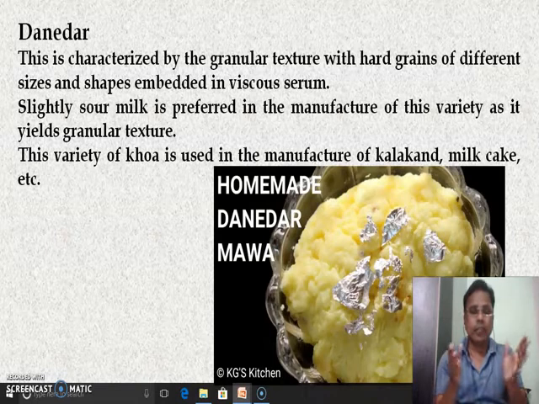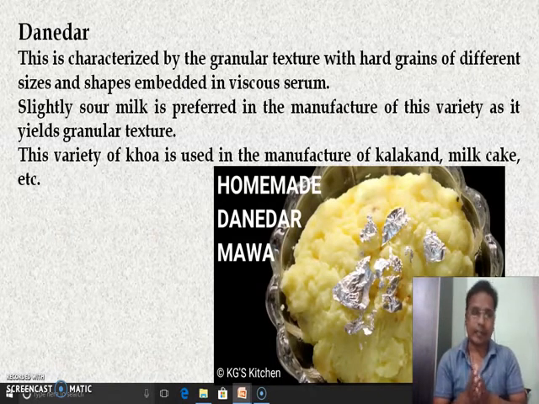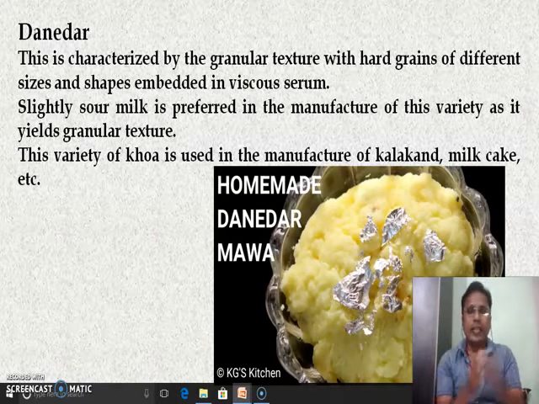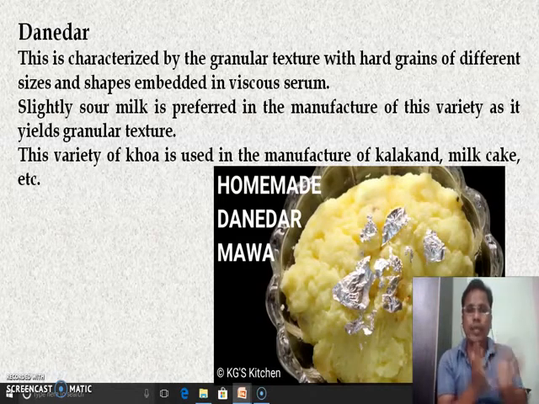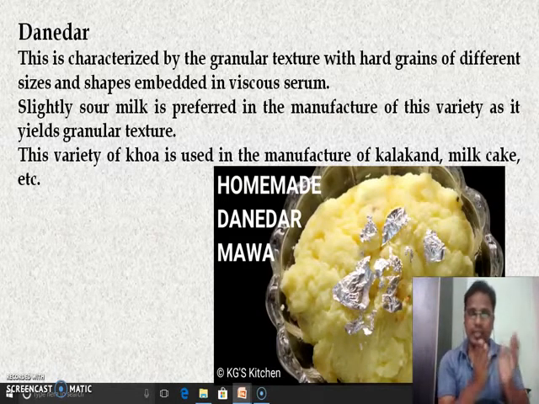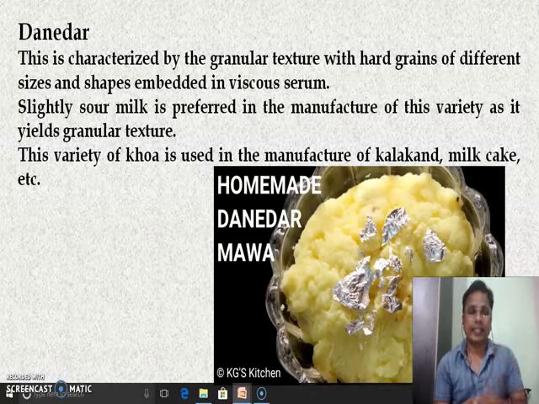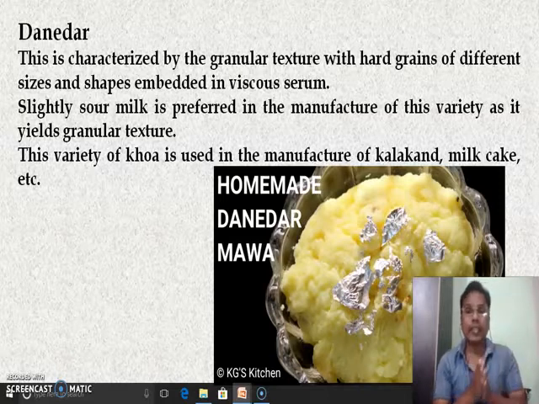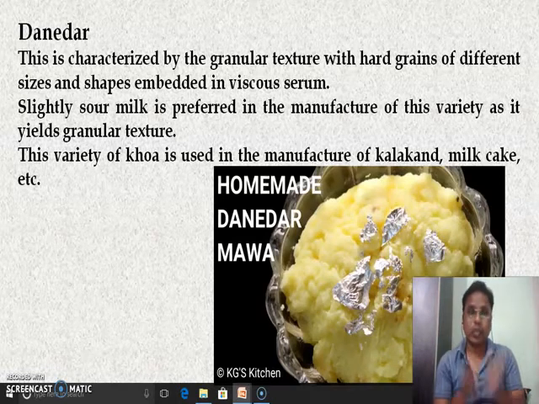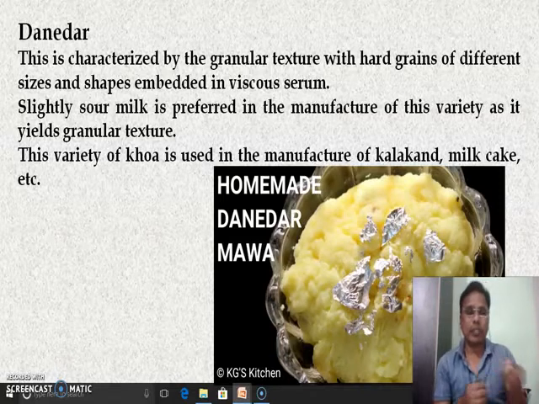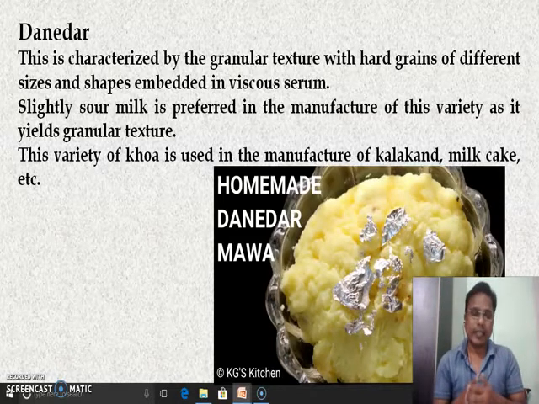Then the third one is the Danida type of the Khoa, and the name itself indicates what type of Khoa this is. Danida means small grains. It means the texture is granular, with hard grains of different sizes and shapes embedded in viscous syrup. It is prepared by using slightly sour milk, and it is preferred in the manufacture of this variety as it yields the granular texture.